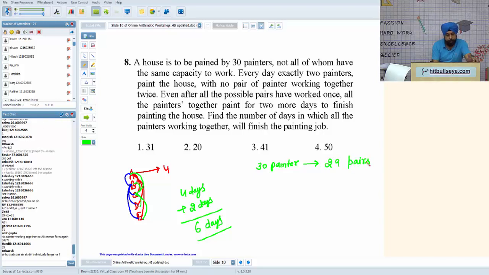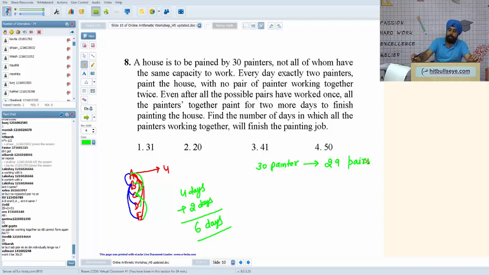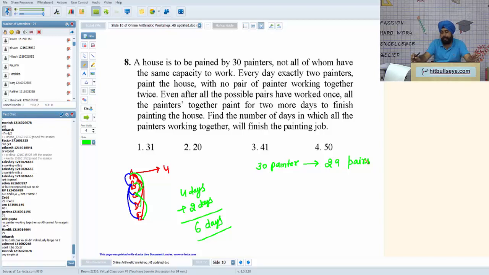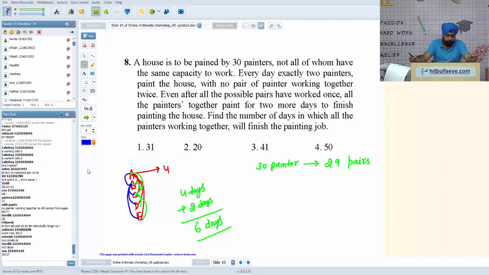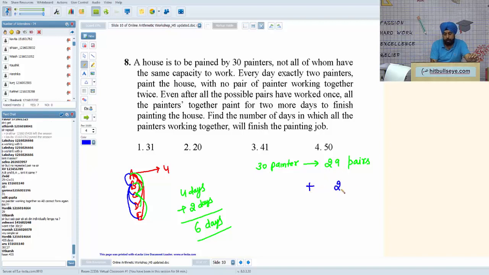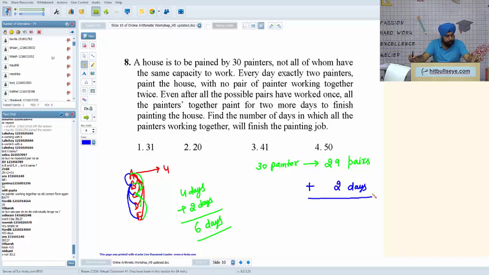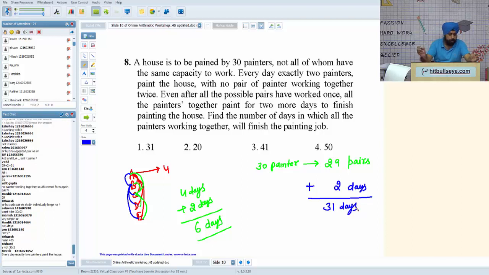That 29 pairs would not mean that they will work only 29 days. It will end for much more number of days, but till those number of days, everybody would have worked for 29 days only. Now after that, they all worked together for 2 more days. 29 days individually, they all worked earlier, and 2 days, now they all work. So this means the total work would have ended for 31 days had they all worked together from the beginning.